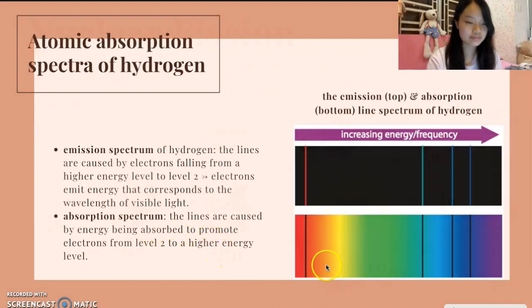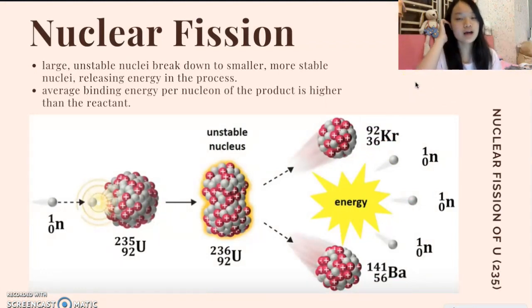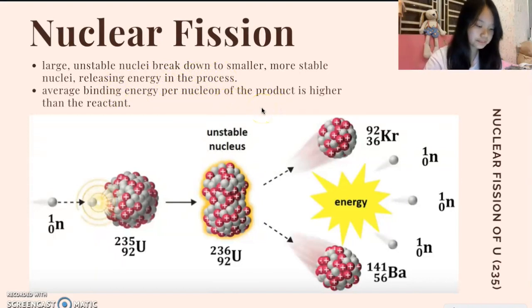The next important concept in C.3 is nuclear fission, which is when large unstable nuclei break down to smaller, more stable nuclei, releasing energy in the process. In this process, the average binding energy per nucleon of the product is higher than the reactant.